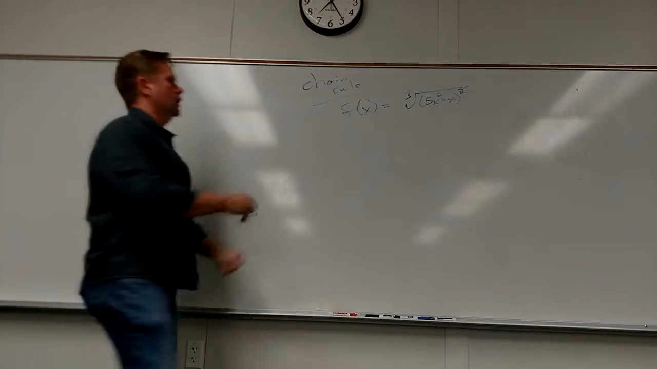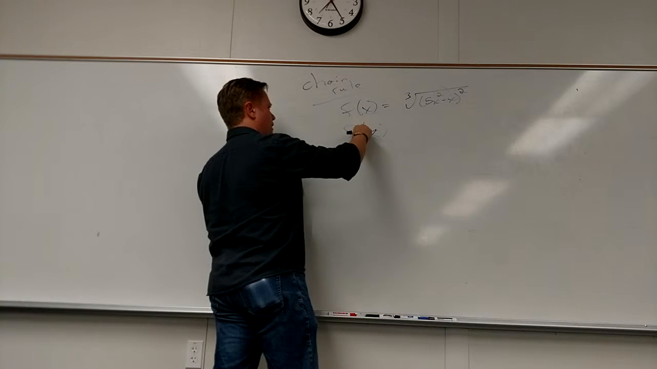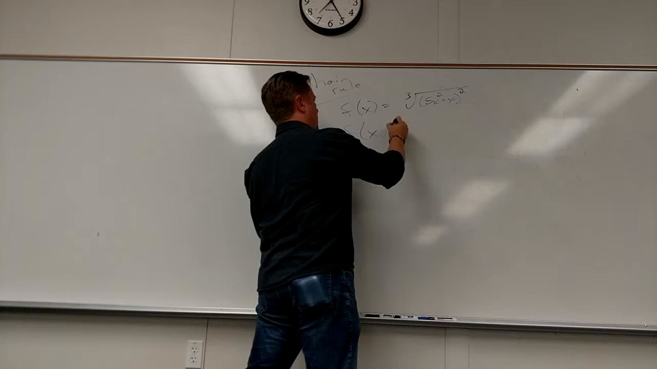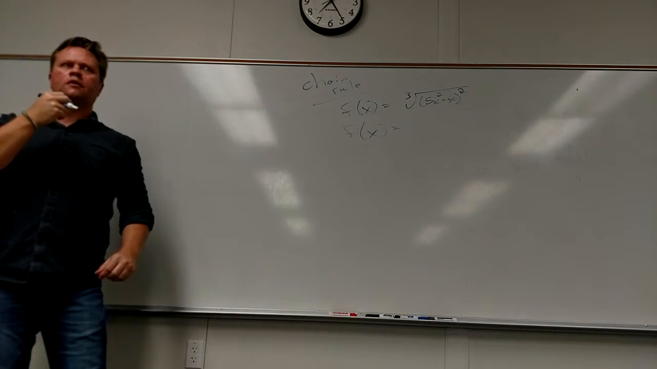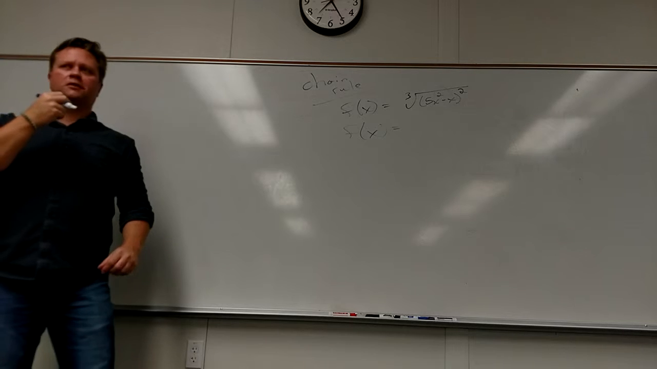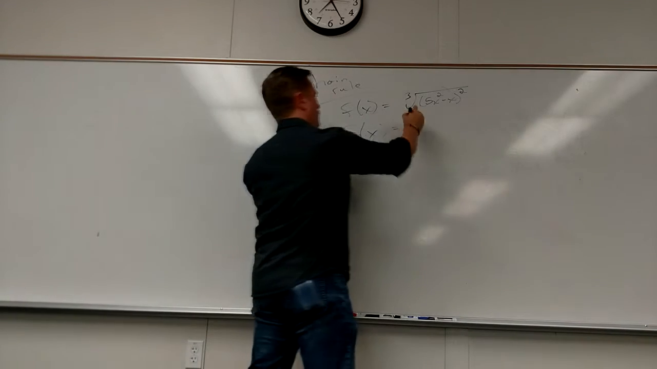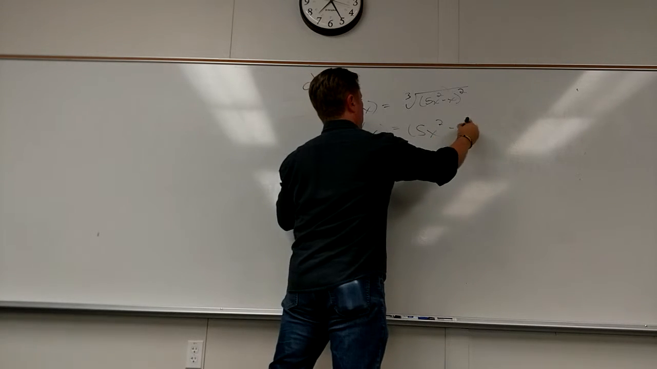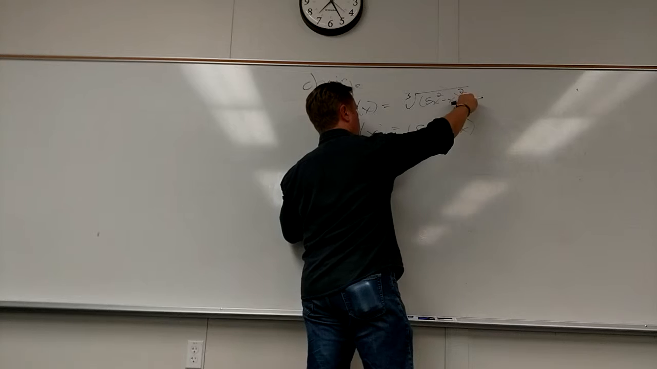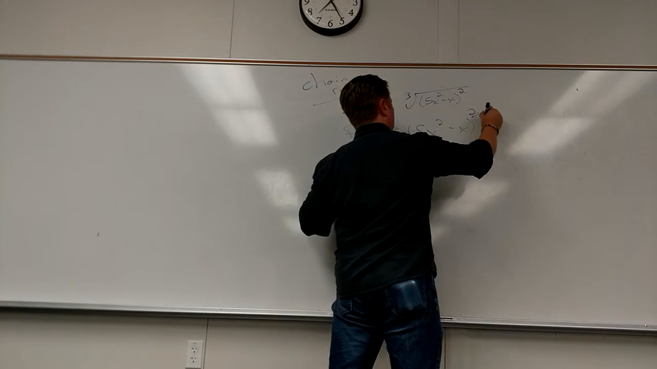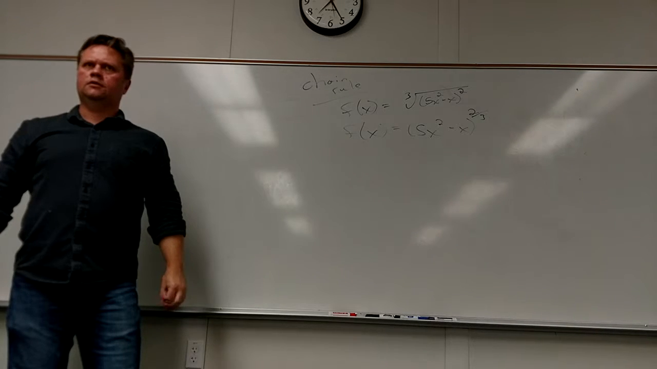How do I rewrite this then? Before I take a derivative, I'm not going to put a prime yet. I'm just rewriting this in a better form. What better form can I put that in? Based on what I just said. 5x squared minus x to the 2/3. I like it.